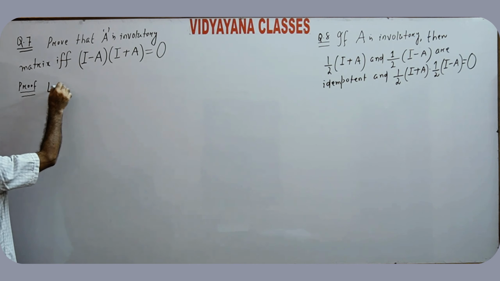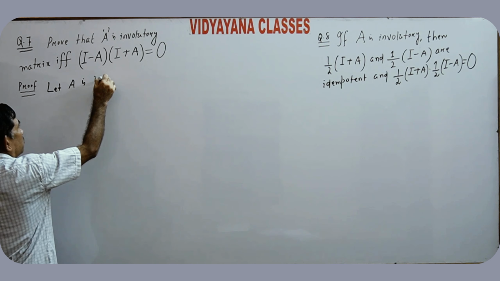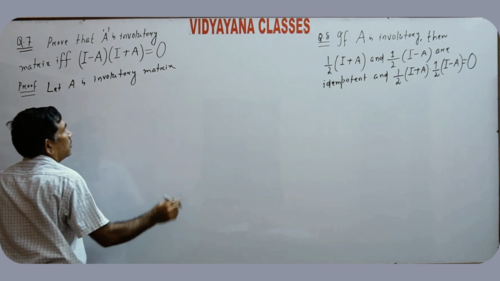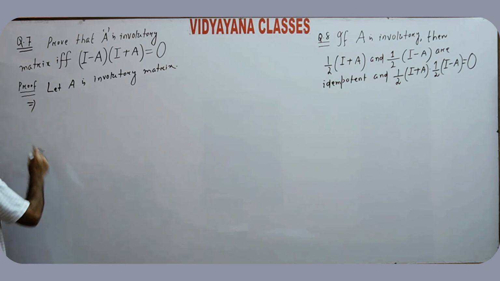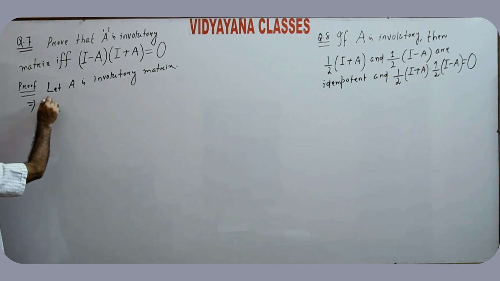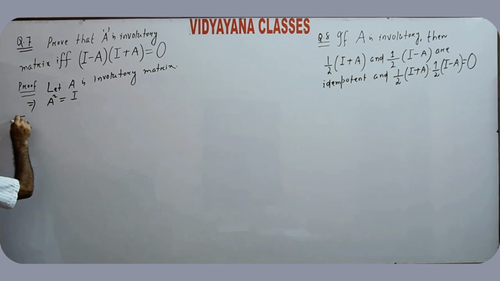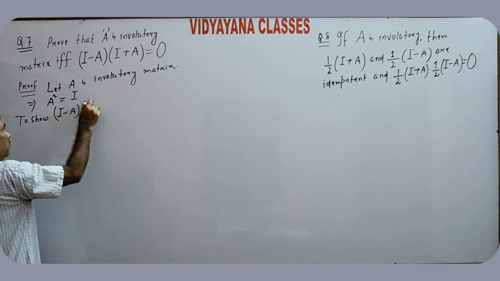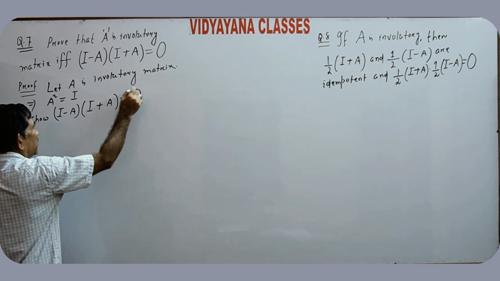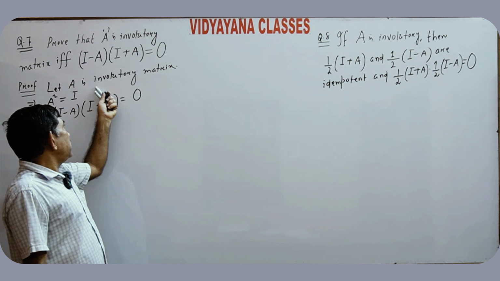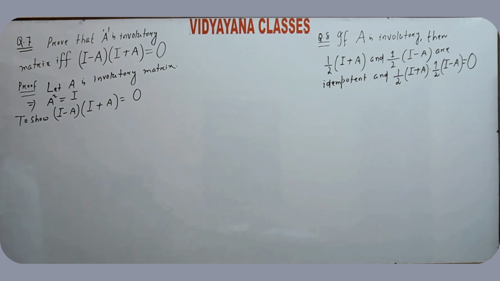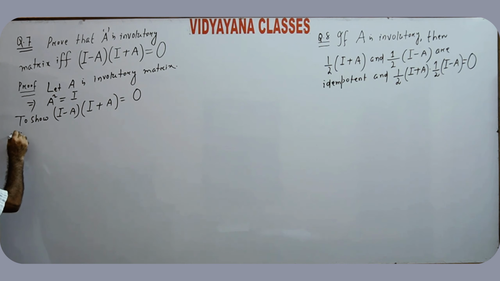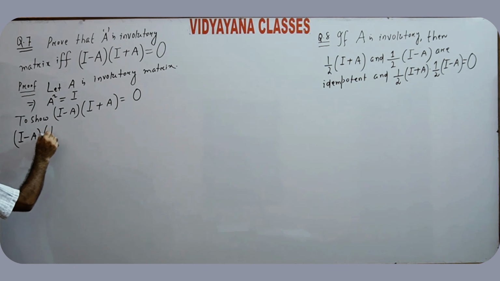Let A be an involutory matrix. This implies, by the definition, A square is equal to I. To show (I minus A) into (I plus A) is equal to the 0 matrix, taking A as the involutory matrix, we have to show this result. (I minus A) into (I plus A).